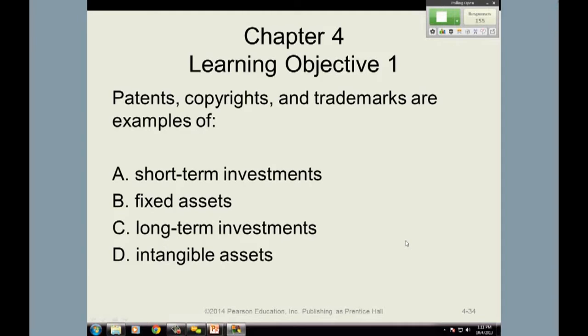Classified balance sheet classifications. Yes. Clicker's not working? Oh. Okay. All right, you got about 5 seconds here. Timing out.